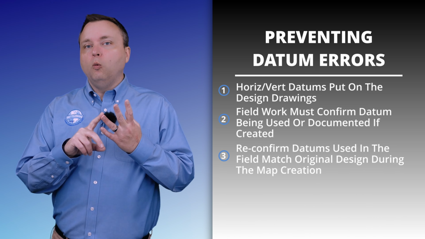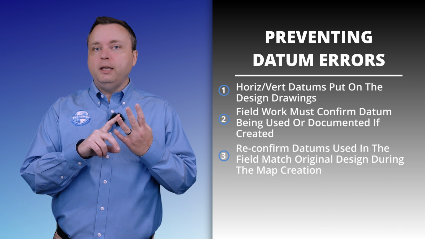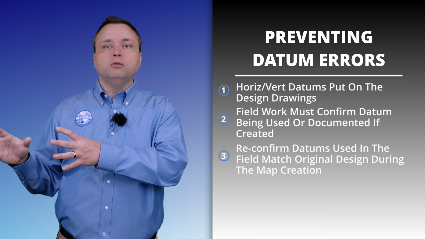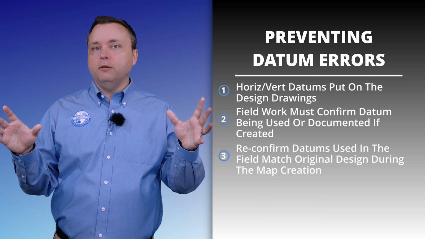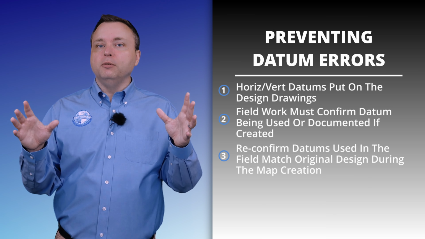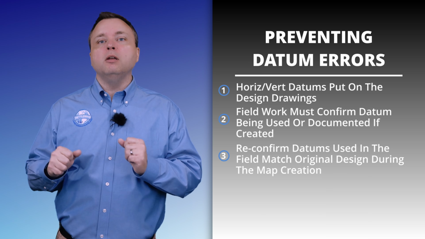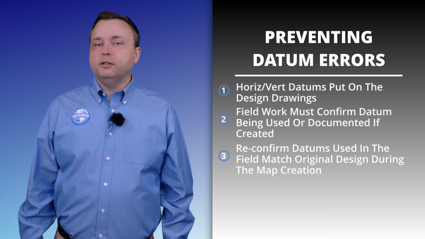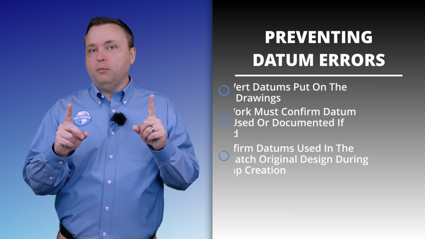And third, when you go to the office and you're processing the data, making your map, you're going to check the design drawings, you're going to check the field drawings, and confirm the datums, horizontal and vertical, are the same. That makes sure we have an apples to apples comparison between the design and the build, between the as-built and the original survey, whatever it is. But if you choose the wrong datum, then you're going to be in big trouble.